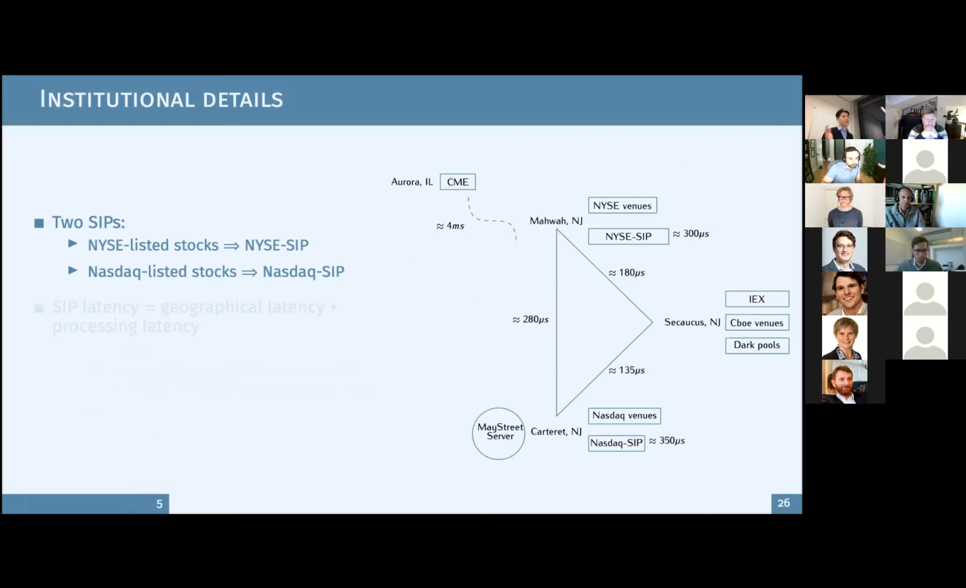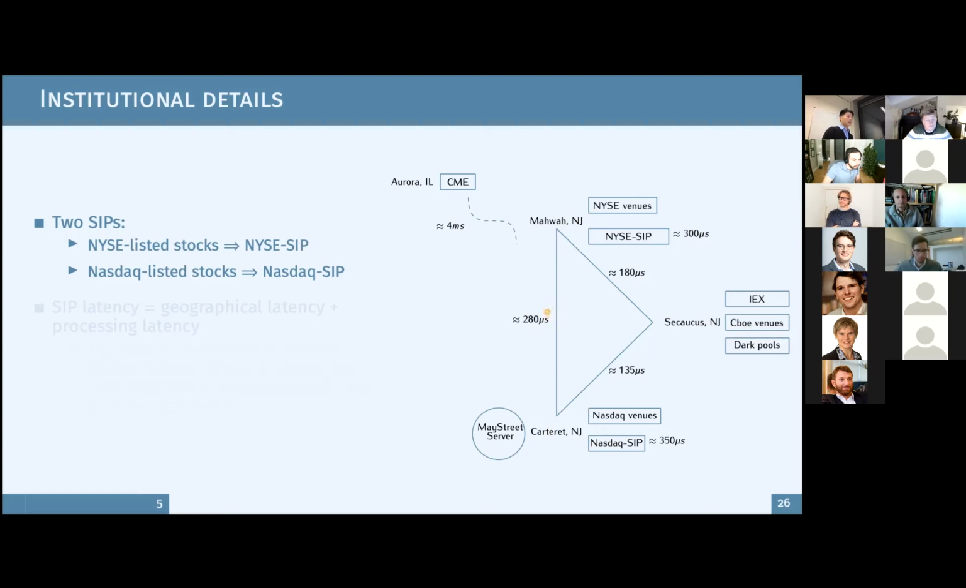On the right, the graph depicts the geographic locations of different exchanges and the two SIPs. This is somewhere in New Jersey in the US. You have the NASDAQ venues and also the NASDAQ SIP located in Carteret. And you have the NYSE venues and NYSE SIP up there in Mahwah, New Jersey. And you have the CBOE venues like BATS and Direct Edge in Secaucus, and also most dark pools and IEX.